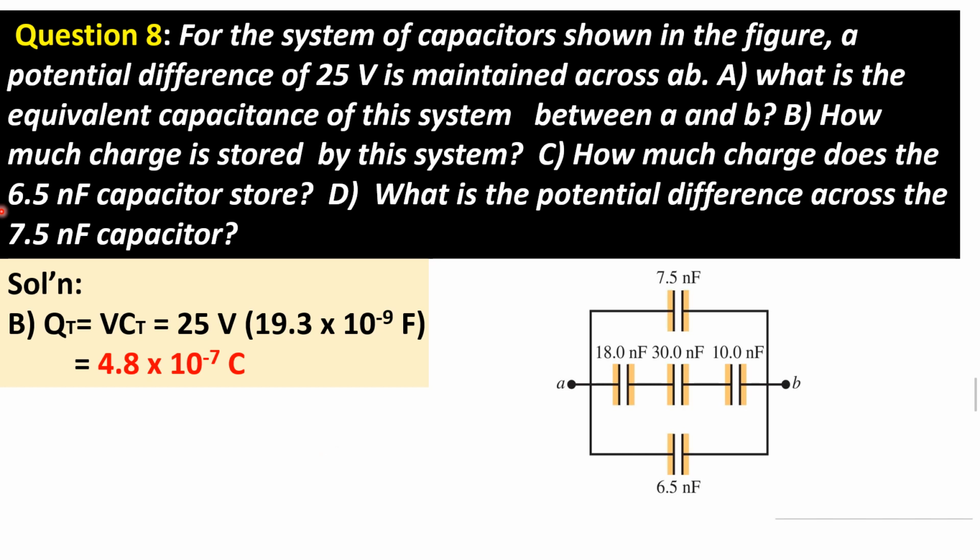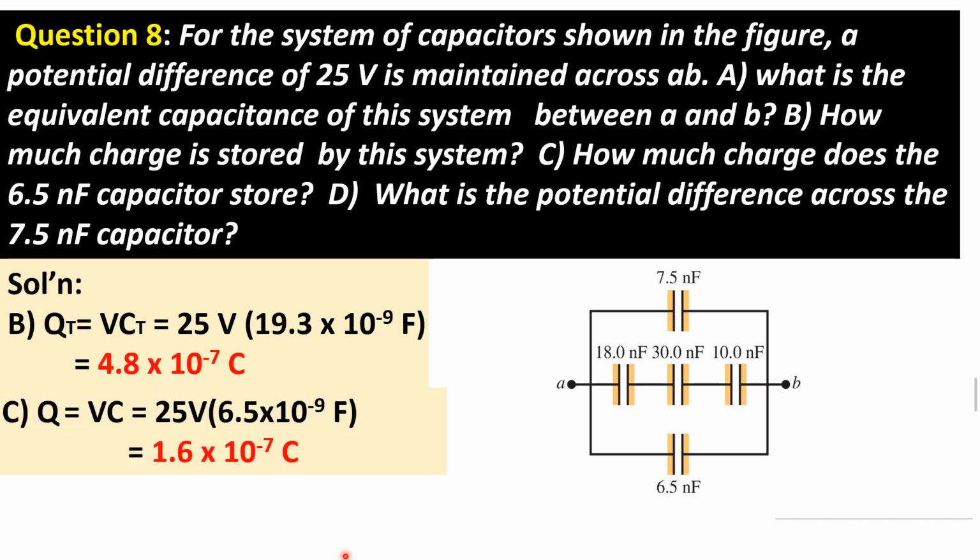For letter C, how much charge does the 6.5 nanofarad capacitor store? The 6.5 nanofarad capacitor is this one here. It is parallel to the 7.5 nanofarad capacitor and to the combination of these three inside. To find how much charge the 6.5 nanofarad capacitor stores, we use again the formula for Q, which is the product of voltage times C.